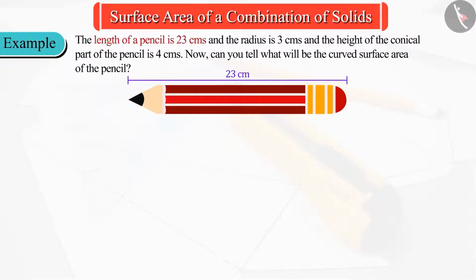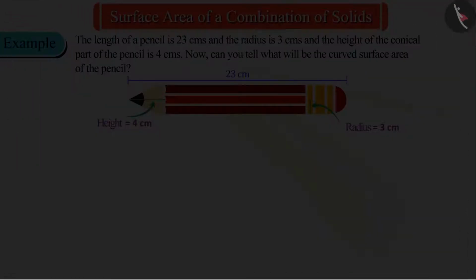The length of a pencil is 23 centimeters and the radius is 3 centimeters, and the height of the conical part of the pencil is 4 centimeters. Now can you find what will be the curved surface area of the pencil? To solve the question, pause the video and then match your answer.